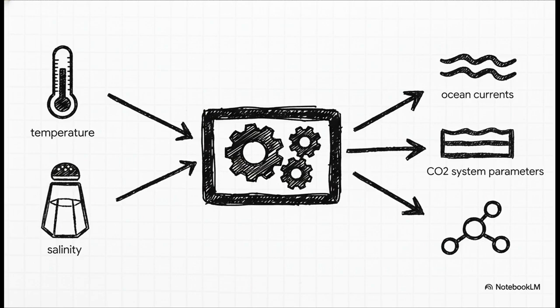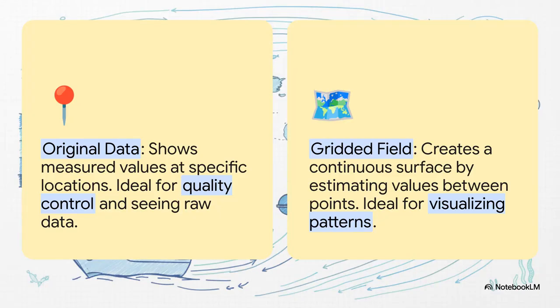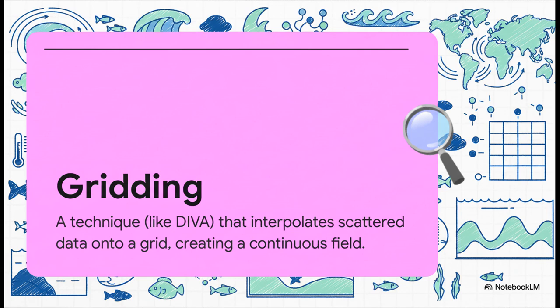stores heat. Now, when it comes to looking at your data, you've basically got two choices. You can look at the raw, original data points, which is awesome for seeing exactly what was measured and where, or you can create what's called a gridded field to see the bigger picture. So what in the world is gridding? Okay, let's slow this one down.